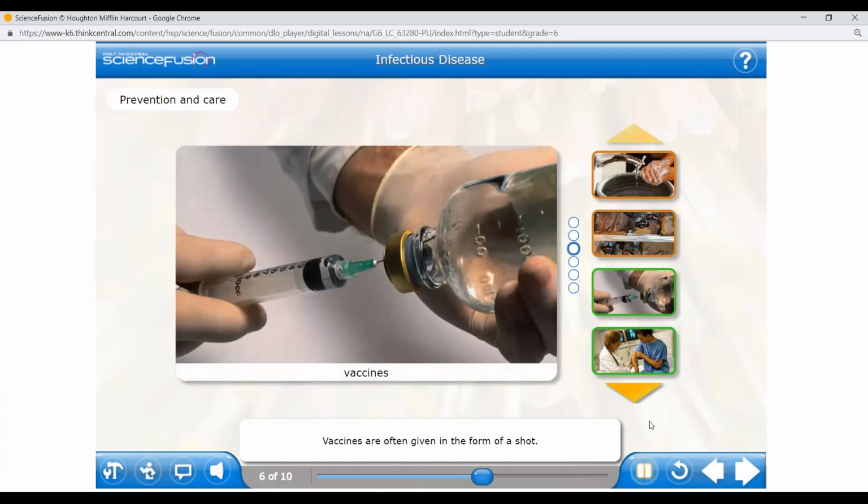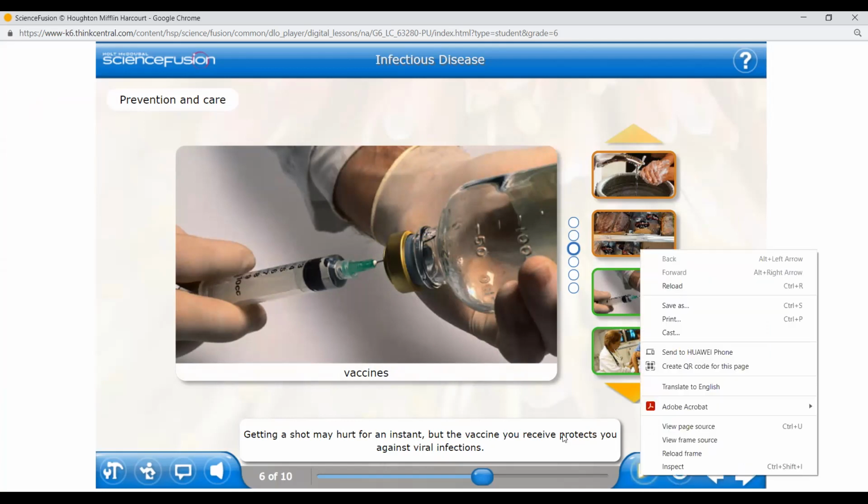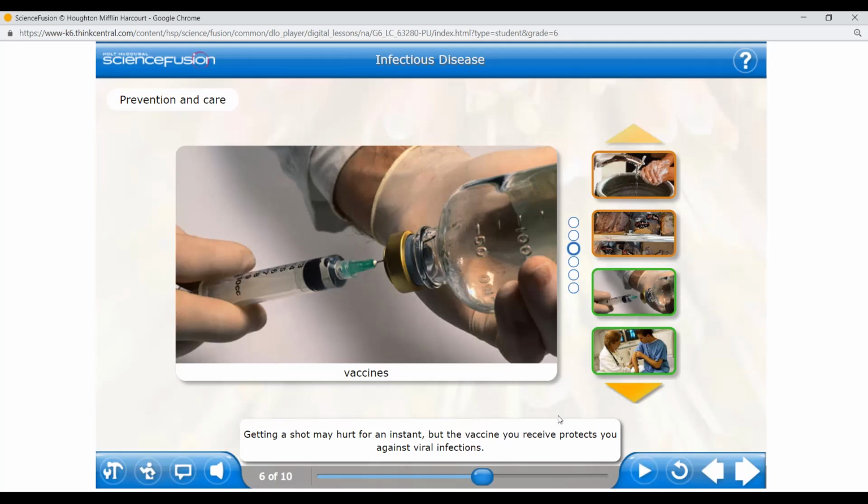Vaccination. Vaccines are often given in the form of a shot. Getting a shot may hurt for an instant, but the vaccine you receive protects you against viral infection. Vaccine is not injecting. Injecting is getting a shot. Vaccine is the substance that helps keep us away from viral infection. From viruses or bad things?